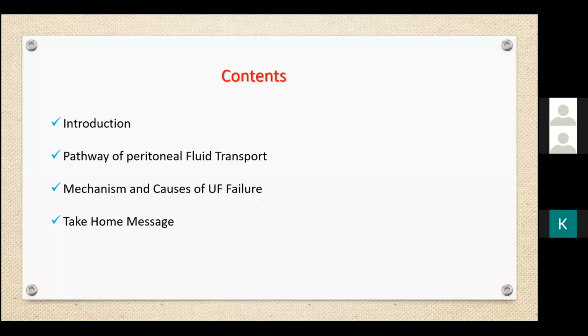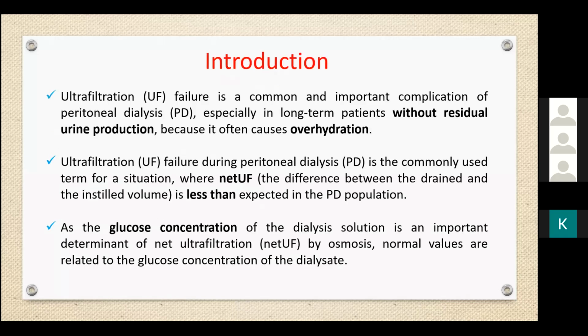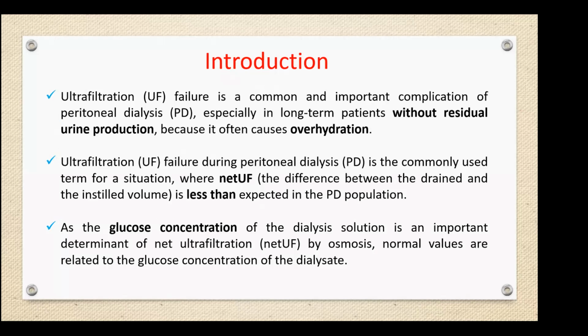In this video, we'll see the introduction, the pathway of peritoneal fluid transport, and the mechanism and causes of ultrafiltration failure. Ultrafiltration failure is a common and important complication of peritoneal dialysis, especially in chronic patients without residual urine production, and it often causes fluid overload.